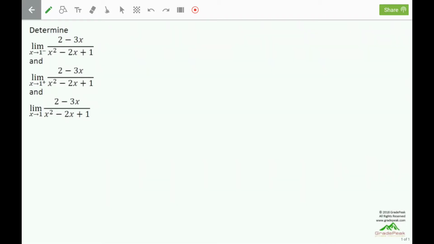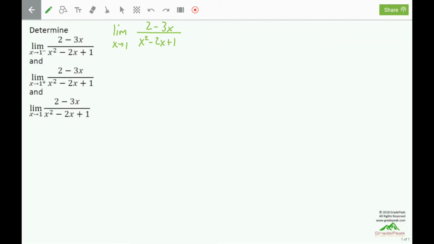Determine the left-sided limit and the right-sided limit in the two-sided limit as x approaches 1 of 2 minus 3x divided by x squared minus 2x plus 1. Each of these involves the limit as x approaches 1 of 2 minus 3x divided by x squared minus 2x plus 1.